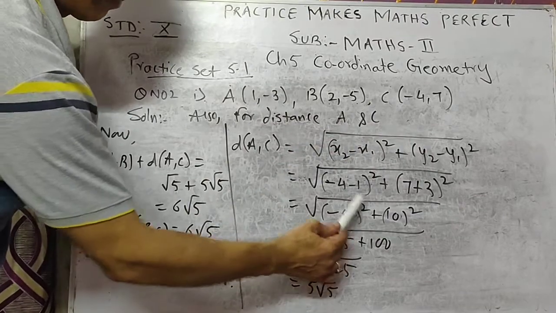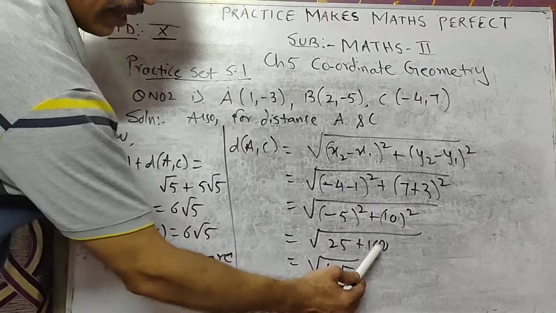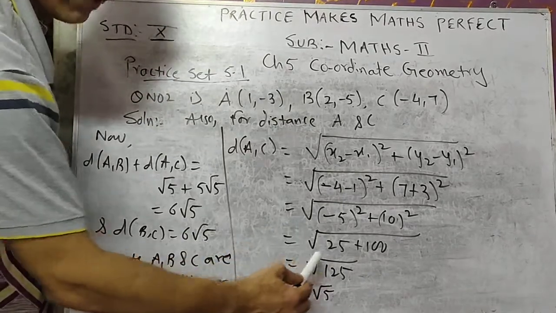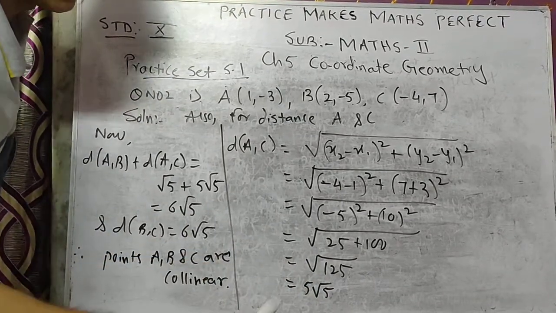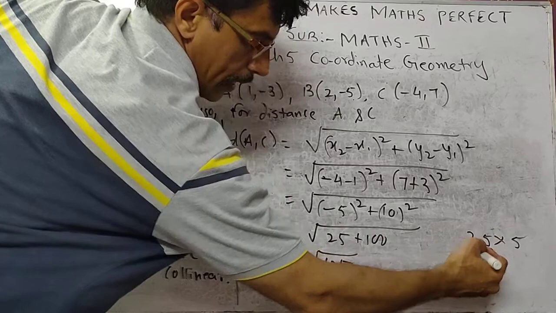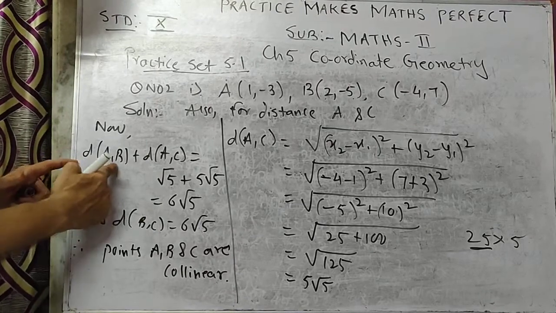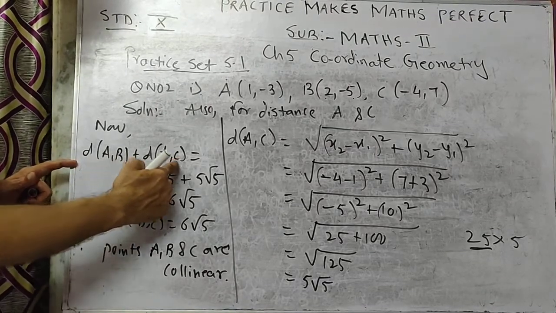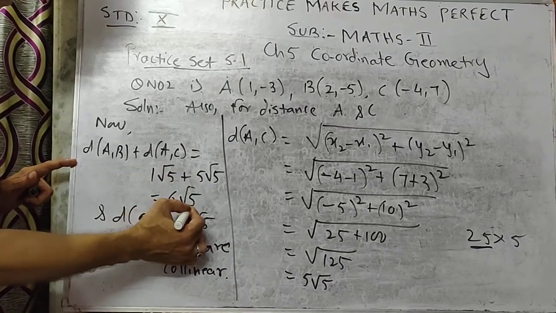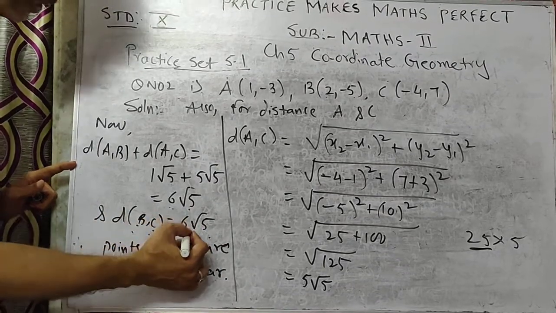So you will get 5 square, minus minus plus, minus 5 square is 25, and 7 plus 3 is 10, 10 square is 100, 100 plus 25 will be 125. And you know square root of 125 means 25 5s, 25 5s is 125. So 5 root 5, the square root of 25 is 5, 5 root 5 is the answer for A comma C. So now here you can check distance A comma B is root 5 and distance A comma C is 5 root 5, and distance B comma C was 6 root 5.